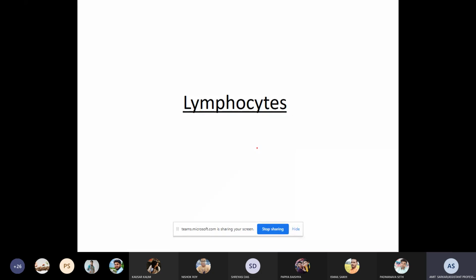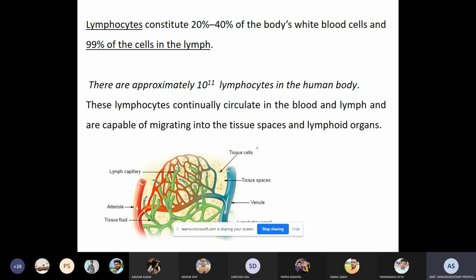Then later it was found that there is one type of cell known as lymphocytes, which can link these two, humoral immunity and cell-mediated immunity. And later we found that there are 2 types of lymphocytes, T and B, etc. As you have seen, lymphocytes are just 20 to 40% of the white blood cells in blood. But in case of lymph, 99% of the lymph is actually lymphocytes.